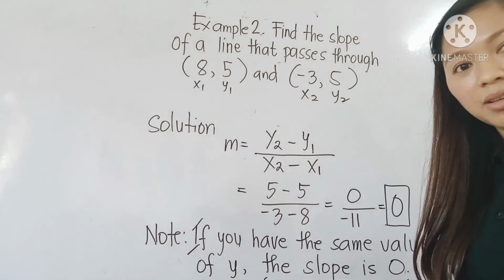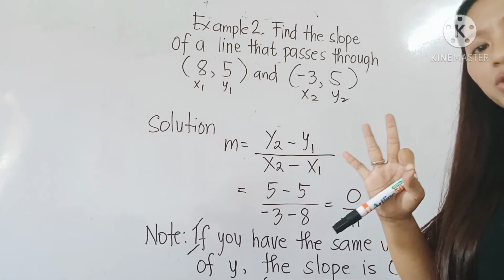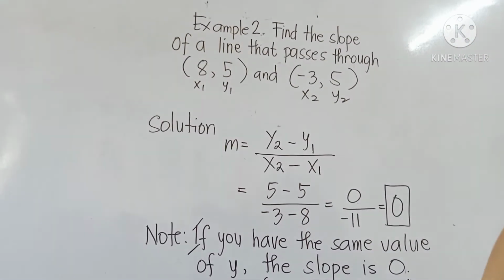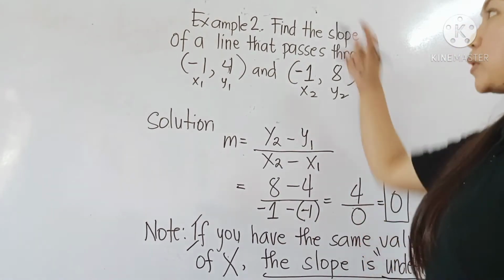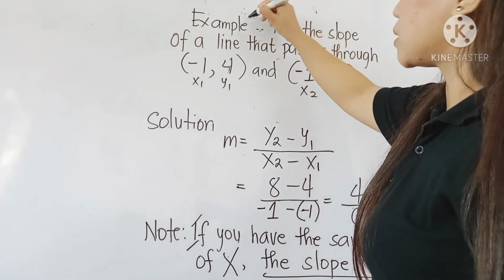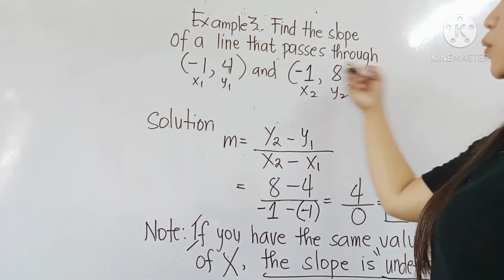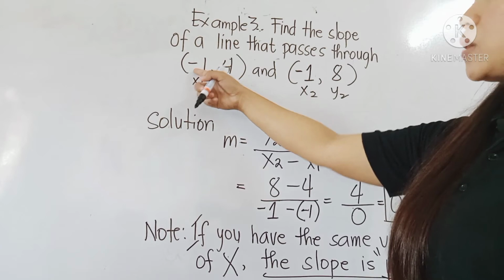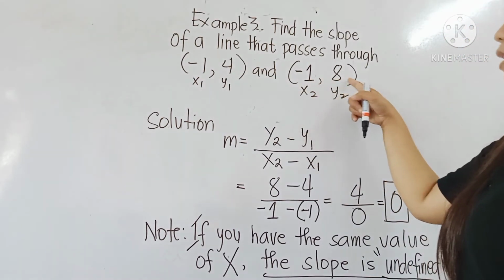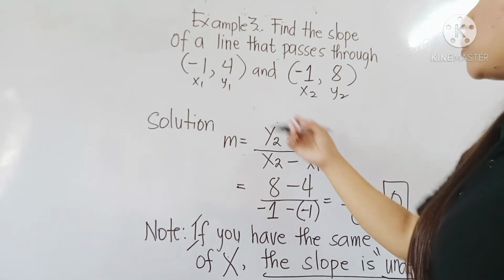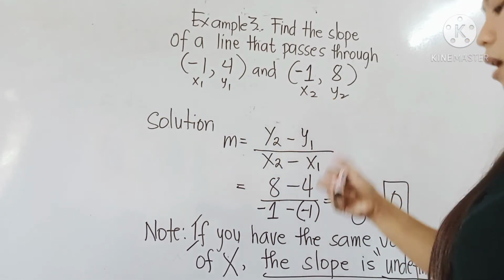Okay? Do you understand? Now, let's move on to example number 3. Okay, now let's proceed to example number 3. Siya na palitan. So, find the slope of a line that passes through ordered pairs negative 1 and 4 and negative 1 and 8. So, again, label nyo muna siya as x sub 1 and y sub 1, x sub 2 and y sub 2.